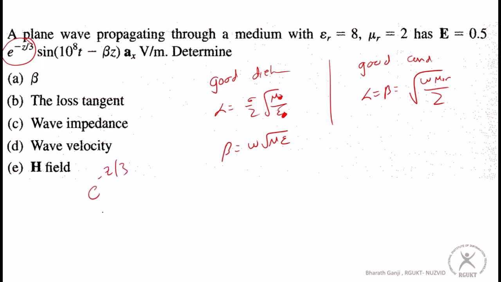So I can see from this formula here, the question says e power minus z by 3 is there. So I can say it looks like e power minus alpha z. So alpha should be equal to 1 by 3. So I know the value of alpha here, but which formula should I use? Should I use this one or this one?